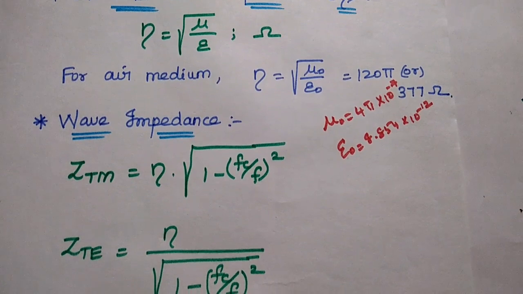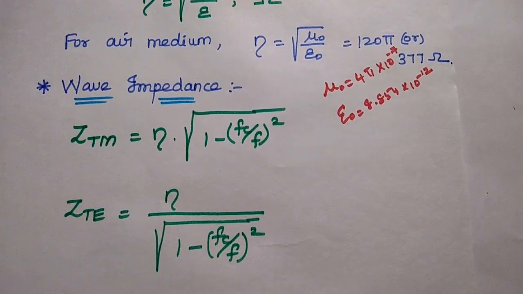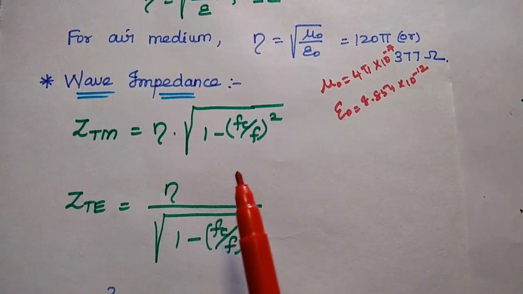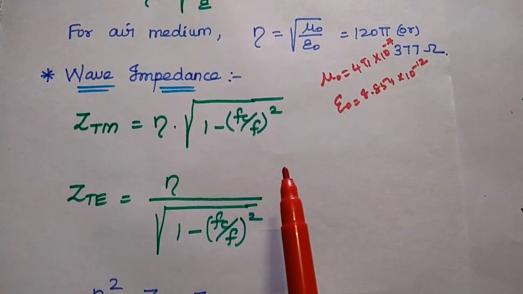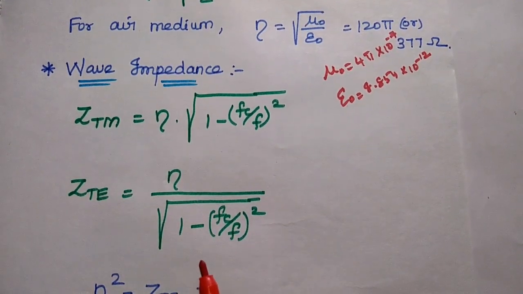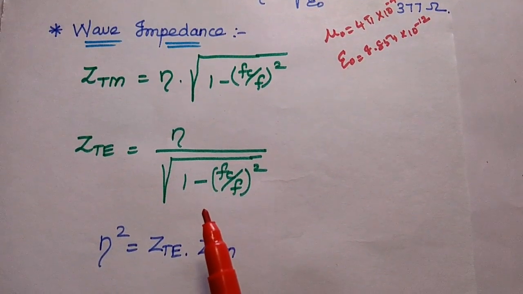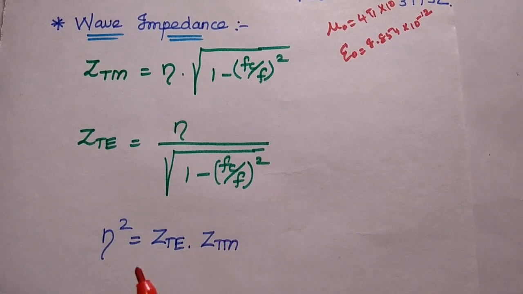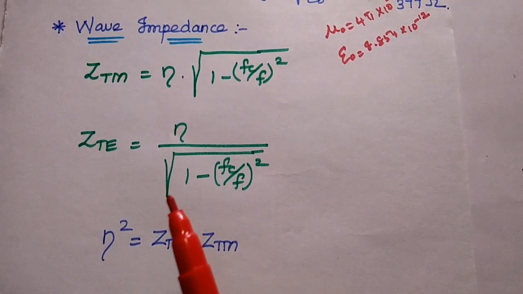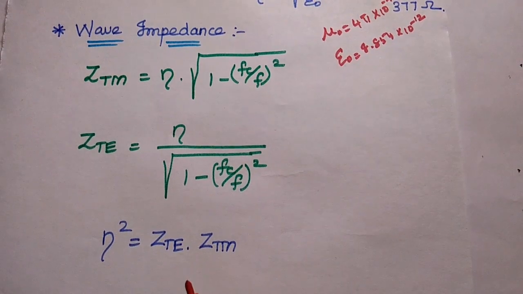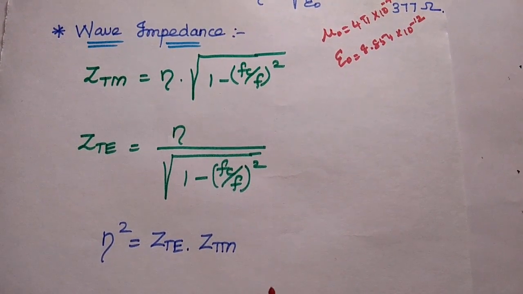The last one is wave impedance. For TEM waves, the formula is eta into square root of 1 minus (fc by f) the whole square. For TE waves, the formula is eta by square root of 1 minus (fc by f) the whole square. The relation between these two wave impedances is given as eta squared equal to ZTE into ZTM.